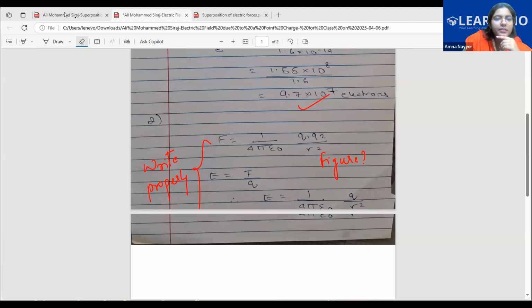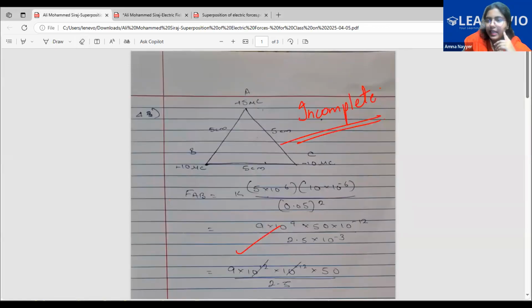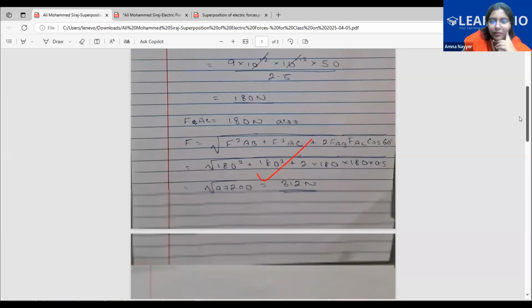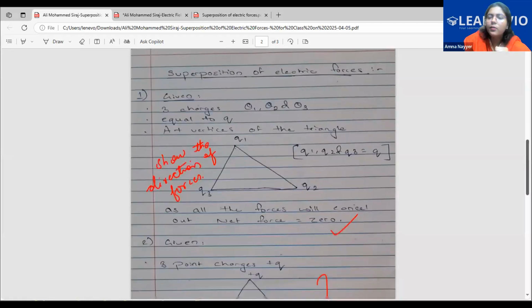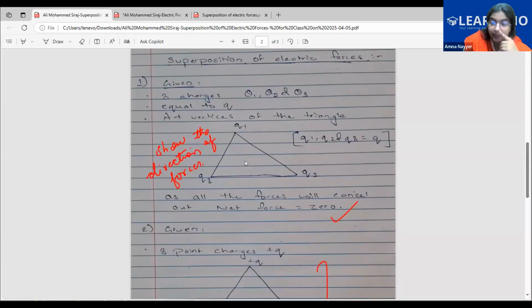And secondly, this wasn't well done, Ali. First question was fine. This was correct. 311.4 was the exact answer, and you've written 312. That was right for the fourth one. First one, see, when you are writing, Ali, you have to show the direction of forces. How are you saying the net force is 0? Why are you saying that?